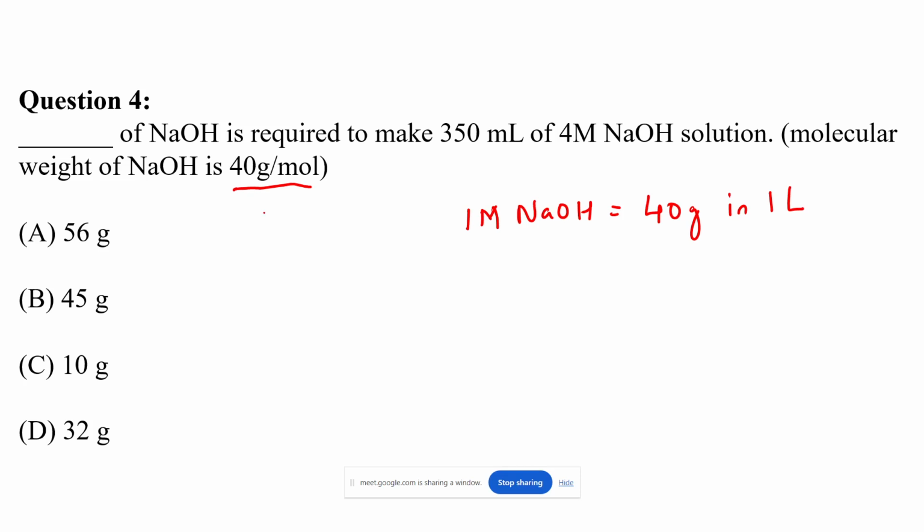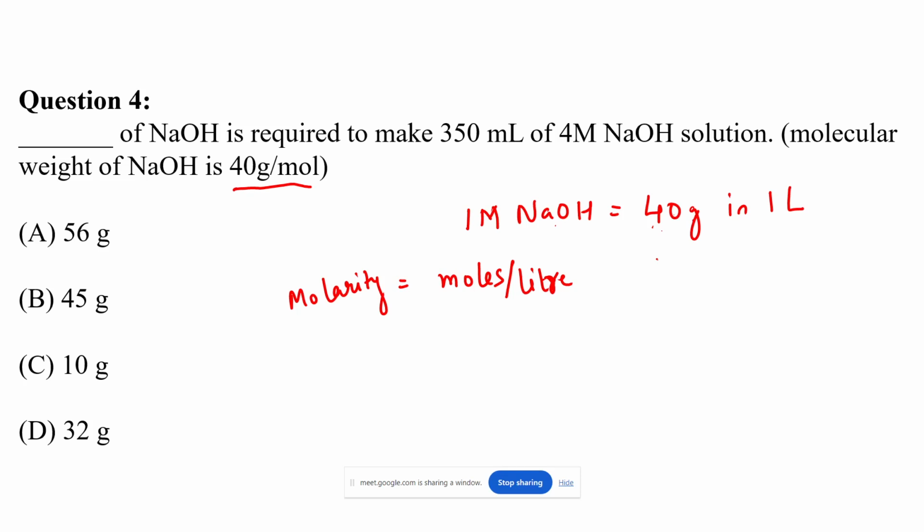And how do we define molarity? Molarity is defined as moles per liter. So if I have 1 molar NaOH, that means we have 1 mole of NaOH in 1 liter. 1 mole of NaOH is equivalent to 40 grams of NaOH in 1 liter. Is this clear? So now how much do we have to make?